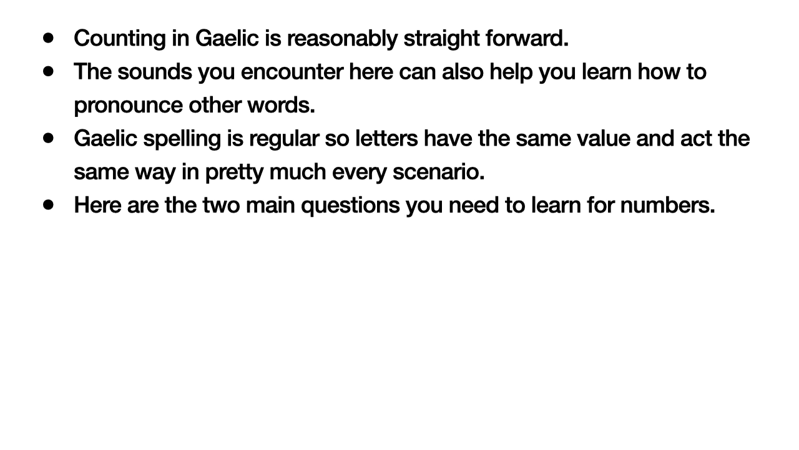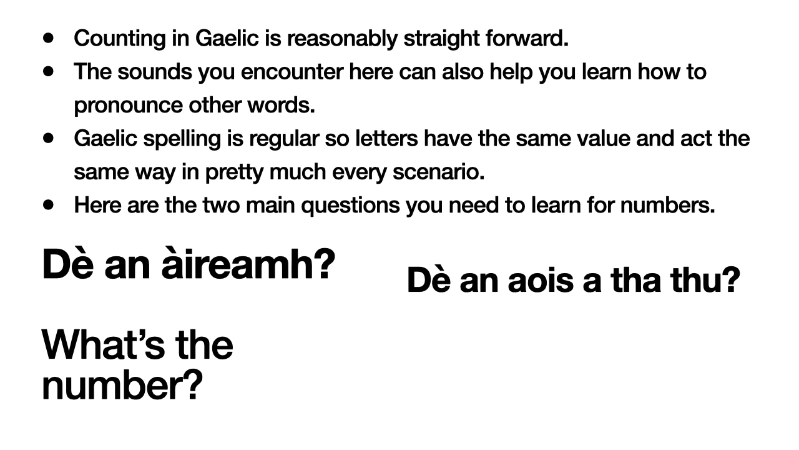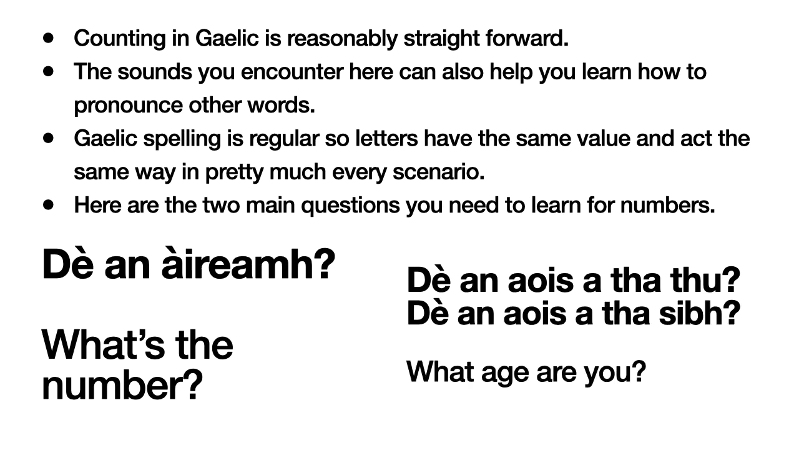Now here are the two main questions you need to learn for numbers. What's the number? What age are you? The first one being, as we have seen in the previous lessons, for a person you know on their own, singular, and the second being for somebody older than you who you don't know that well, or plural.